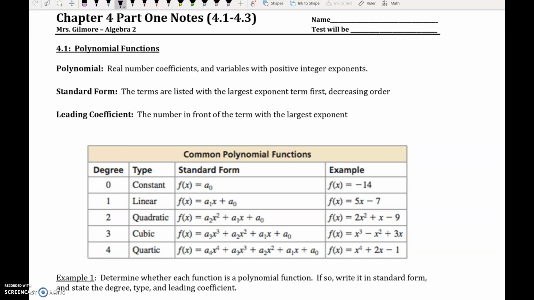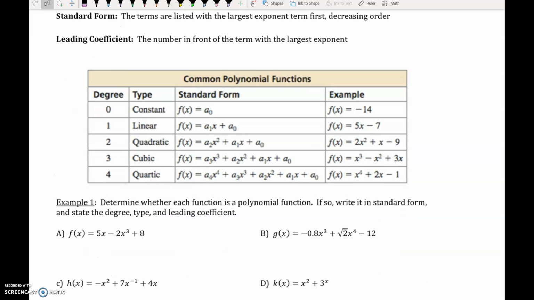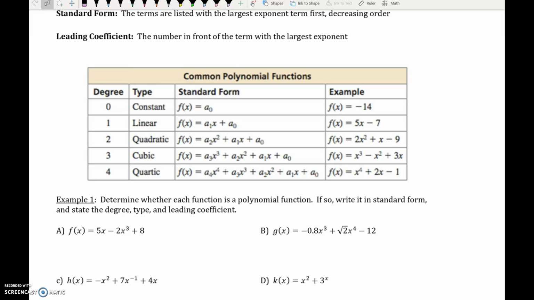Today we're going to cover section 4.1, polynomial functions. A polynomial is a mathematical phrase that has real number coefficients and variables with positive integer exponents. So it's really easier, like down here in example 1, where we're going to determine whether each function is a polynomial or not. It's honestly easier to describe what a polynomial is by explaining what a polynomial isn't.